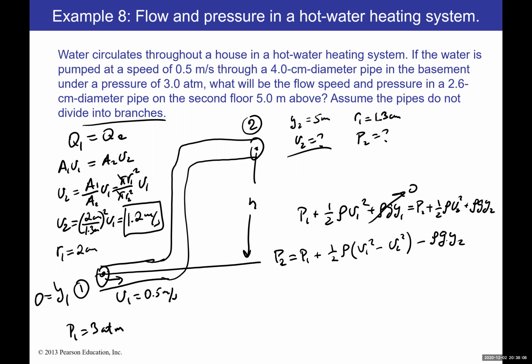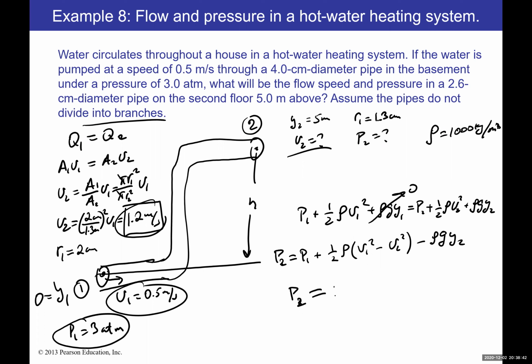All the values. So I have pressure 1, which is 3 atm. I have V1, I have V2, and then the density, it's water, so it's 1000 kilograms per cubic meter. So plug in everything to calculate P2. Now, what to expect for P2? Well, remember one thing: since the water goes from point 1 to point 2, it always goes from higher pressure to a lower pressure. You should expect P2 to be less. And if we calculate, we will get this to be 2.5 atm.